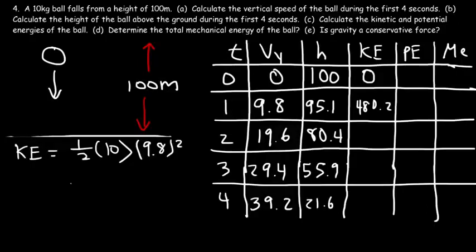Now let's repeat the process. So the next one's going to be 1/2 times 10, which is basically going to be 5. The mass is not going to change. So 5 times 19.6 squared.